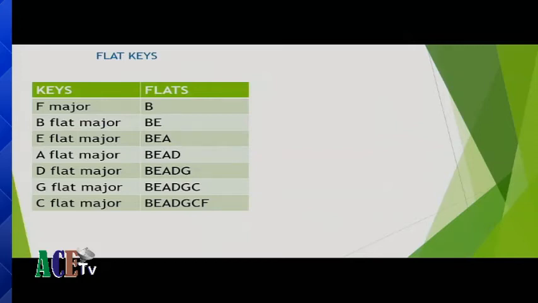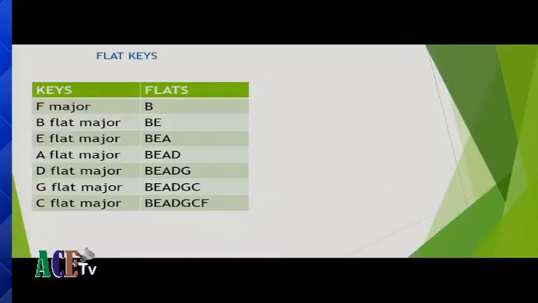B as the first flat. So you must remember this for you to be able to calculate the other list of the flat keys and their flats. So then the second key is your B flat major. Now the first one says F major.